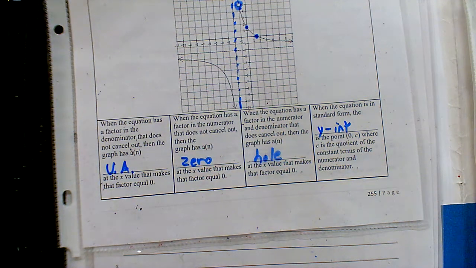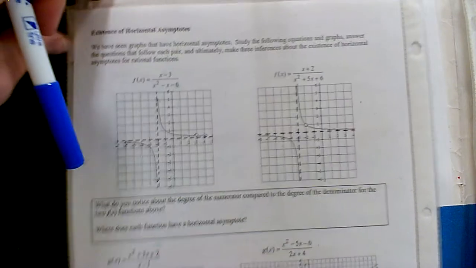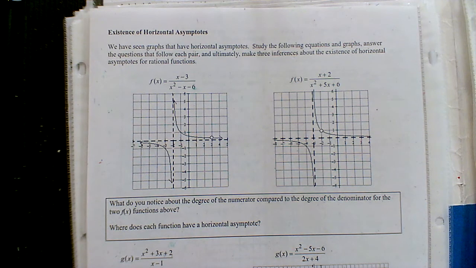All right. Let's go ahead and start to look at some of the new stuff then. So, the existence of horizontal asymptotes. We have seen graphs that have horizontal asymptotes. Study the following equations and graphs, answer the questions that follow each pair, and ultimately make 3 inferences about the existence of horizontal asymptotes for rational functions.